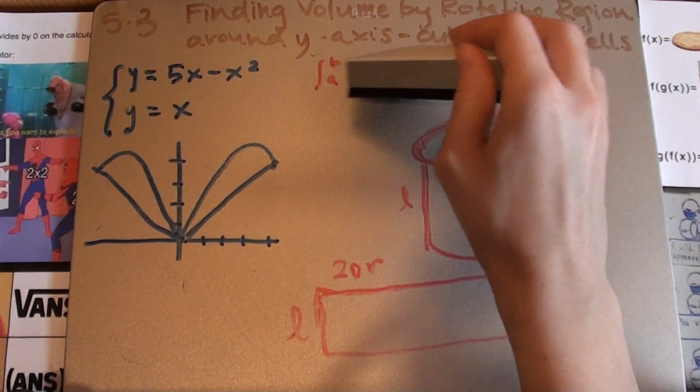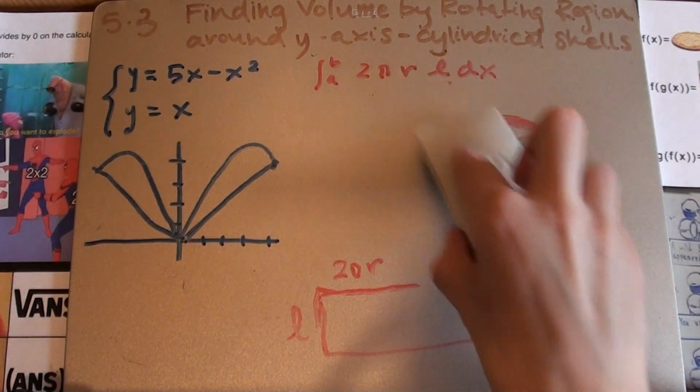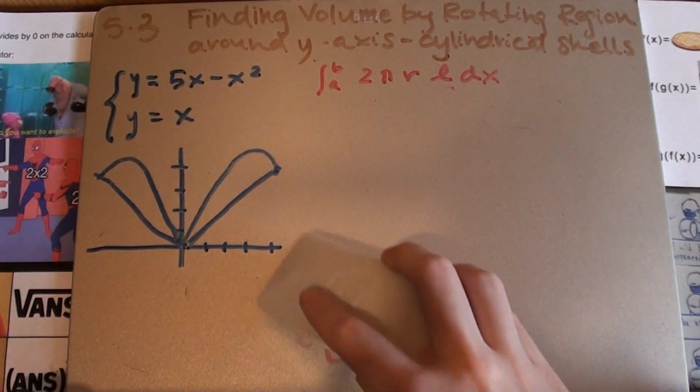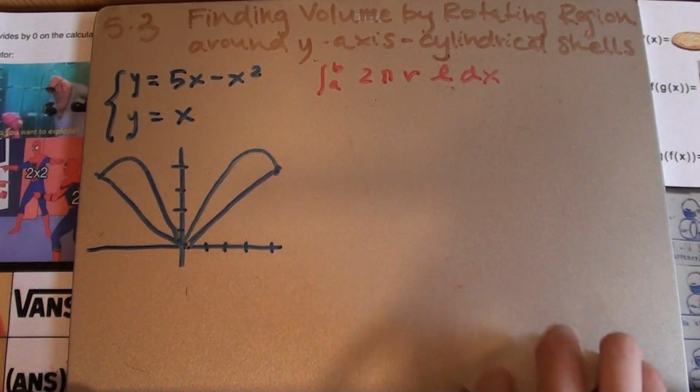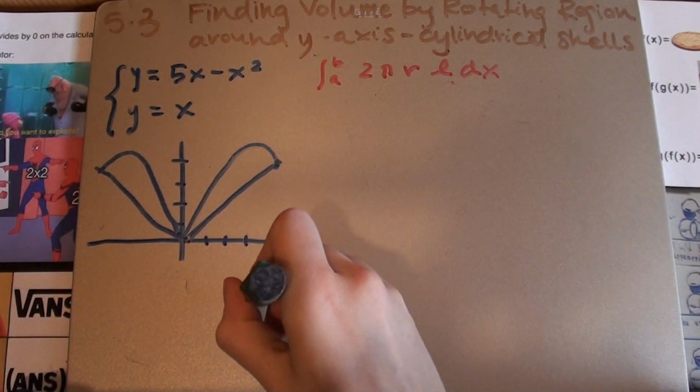To get us started, I'm going to get rid of all of this for us here, and we're going to take a look. I'm going to blow up our picture here so you can get a better feel of how these cylinders fit inside our graph. So I guess I'm going to draw them a little bit bigger.